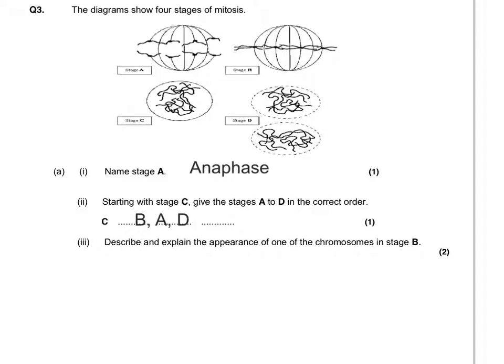So 3C, describe and explain the appearance of one of the chromosomes. Okay, so key thing there, describe and explain one of the chromosomes in stage B. Well, stage B looks like metaphase, so to describe, the chromosome or the DNA has been replicated, so that's a description, and an explanation is that basically each chromosome consists of 2 chromatids, or you could say chromatids attached at the centromere.